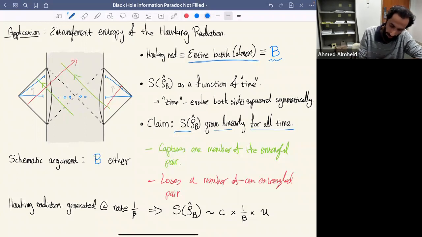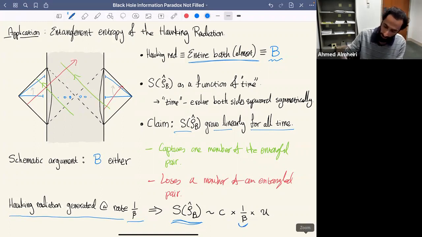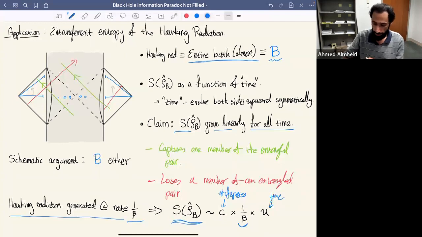Now the claim is that this Hawking radiation is generated at a rate given by the temperature. That's what the temperature means. Therefore, since the temperature is constant, you expect that the entropy of B due to these processes would be proportional to the temperature. So that's 1/beta times the central charge, which is the number of species, times the time. And so the entropy should continue to increase linearly for all time.